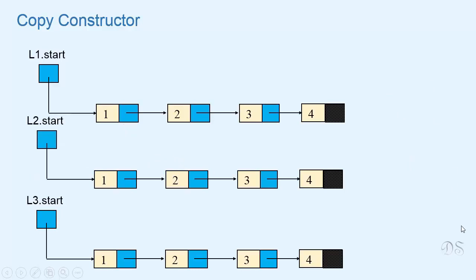Now this is the type of copy that we need. Each list should have its own nodes and the info part should be copied. So we need to write our own copy constructor for this. Writing your own copy constructor is important because copying not only occurs when you directly make a copy of an object, it also occurs when you pass an object by value or when you return an object by value. So now let's see the code for the copy constructor.